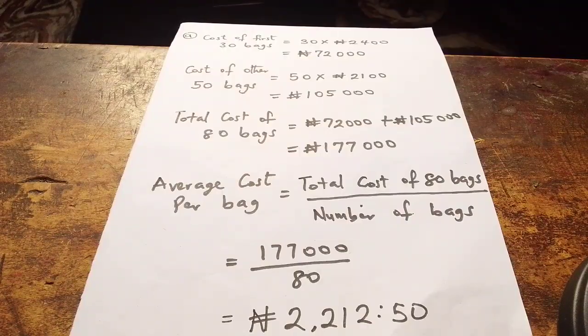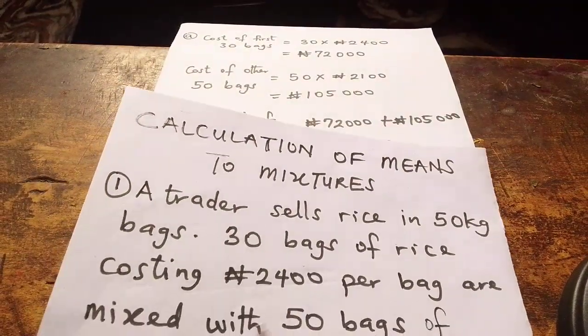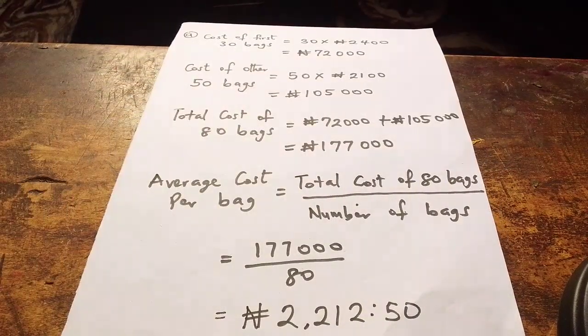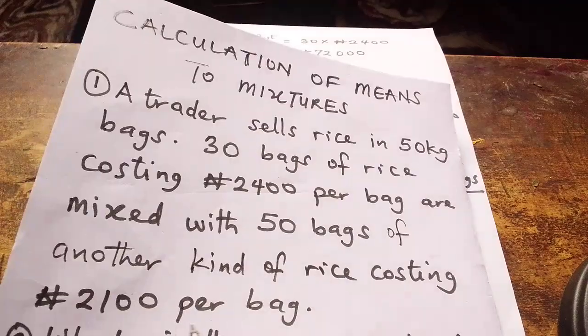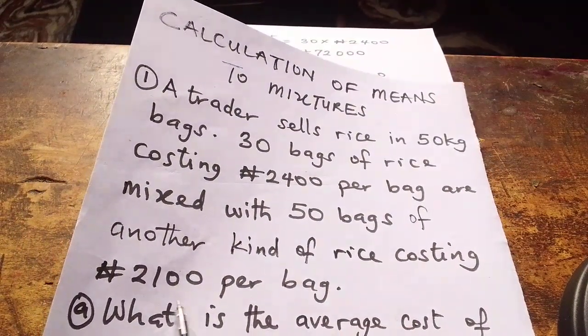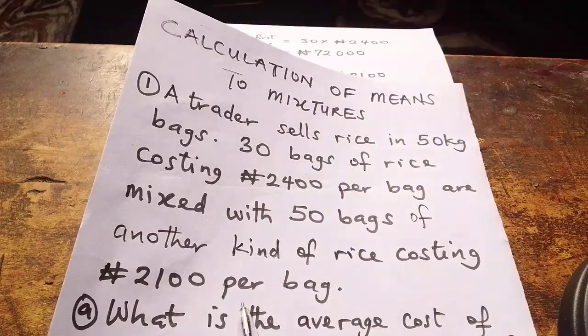You realize that it is now reduced from the normal 2,400 naira to 2,212 naira because you have diluted that original rice with this fake rice, which is 2,100 naira.